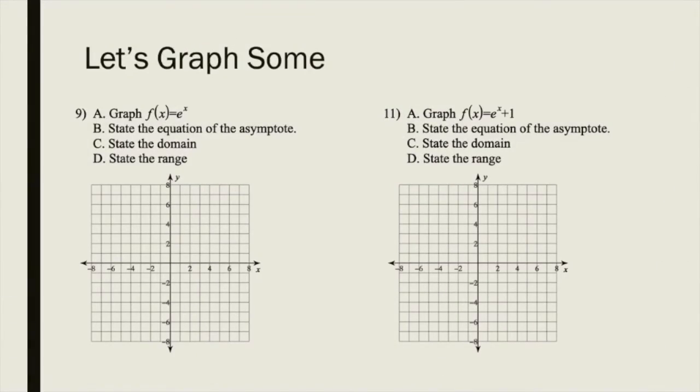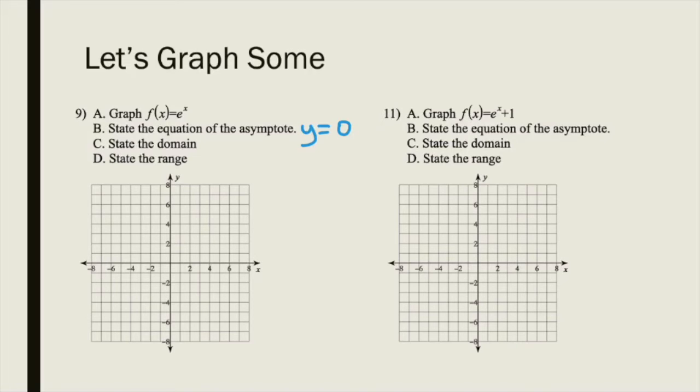Number 9. This is the first time we've had to do domain and range on any of these, and asymptotes. All right. Where is e to the x's asymptote? Did you notice when we were seeing it on the graph earlier? It gets close to 0. So what's the equation of that? So y equals 0. So the equation of the asymptote is y equals 0. Okay.